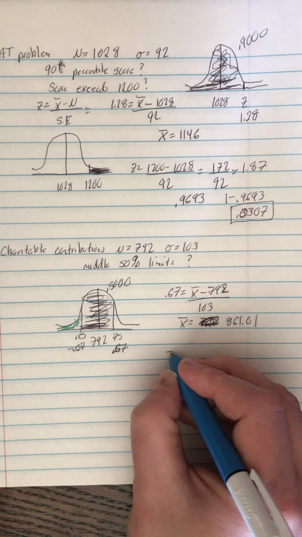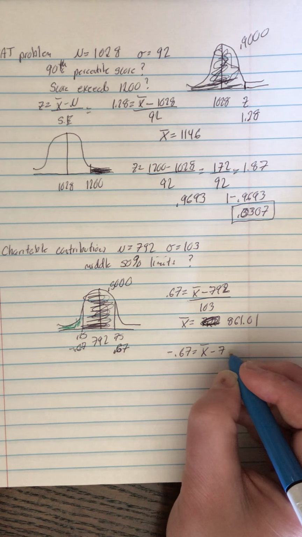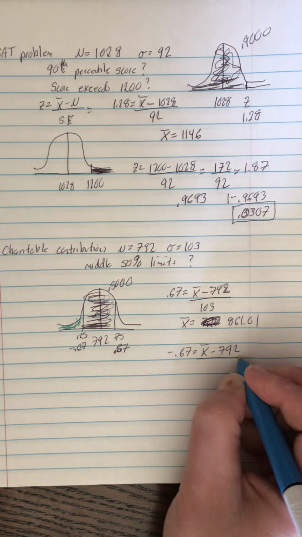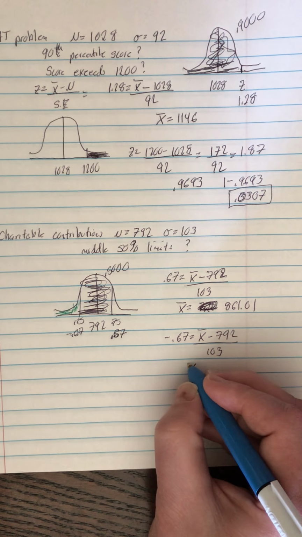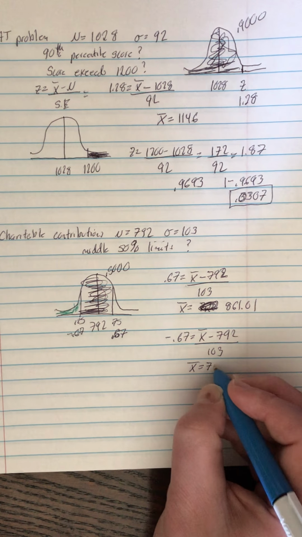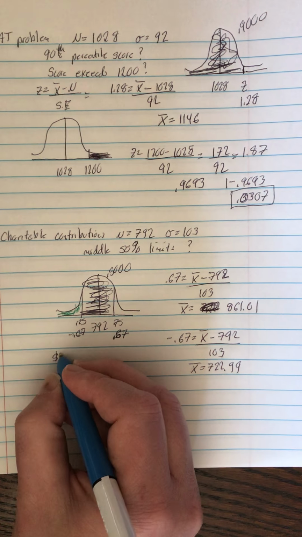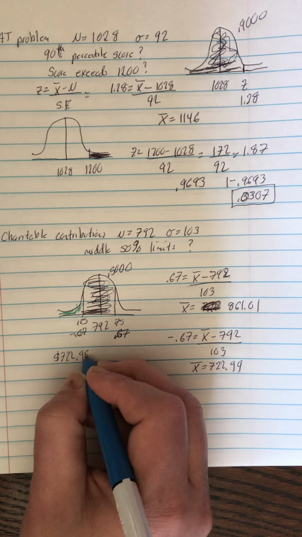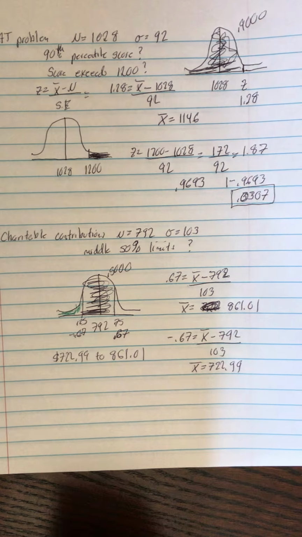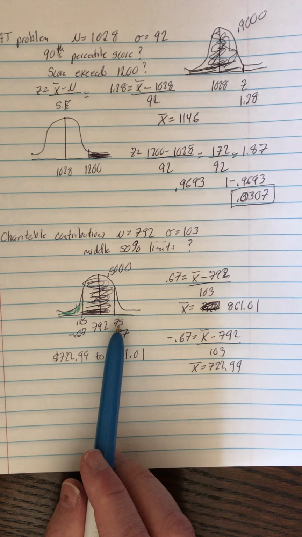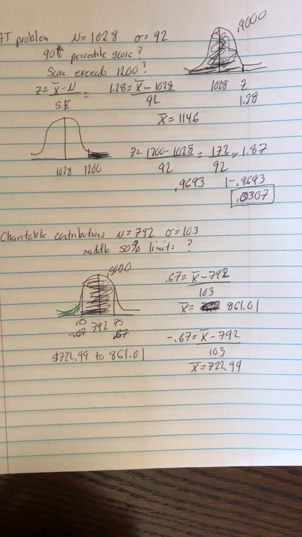Now, if I change this to negative 0.67, I still get the same formula. It's just got a negative in it, and it does make a huge difference. And in this case, when I do the math, this is where I get an x bar of $722.99. So the limits are $722.99 to $861.01. In other words, 50% of the data should be found between basically $723 and $861.